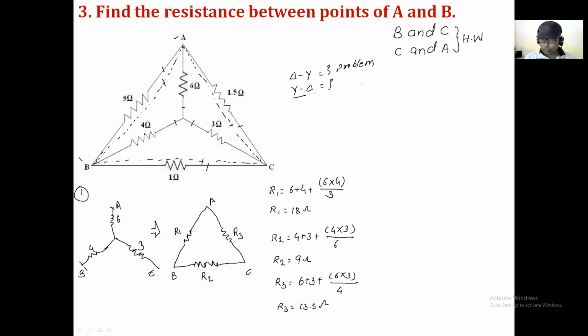Okay. And now the second step is we have to replace the star with the equivalent delta in the main circuit diagram. And how to replace? Remove the three sides of a star and paste the three sides of a delta. Then the circuit diagram should be like this. Just try to see this. I just try to draw the circuit diagram.